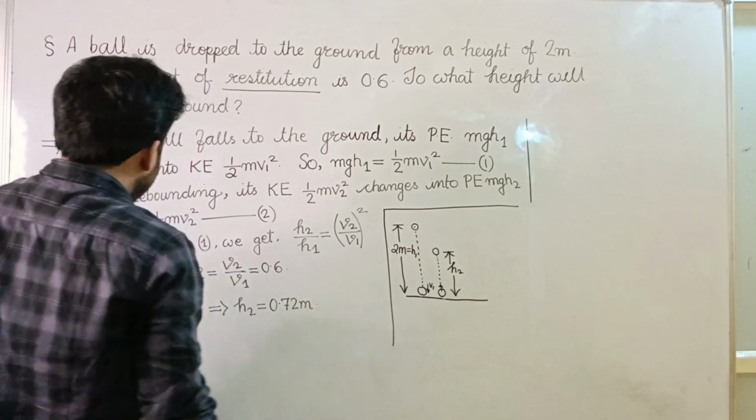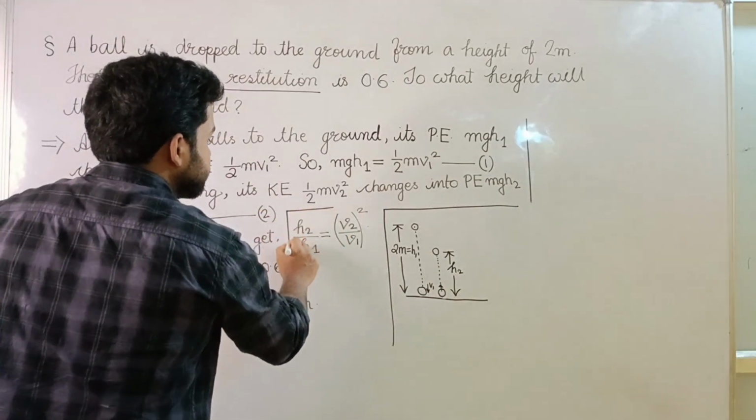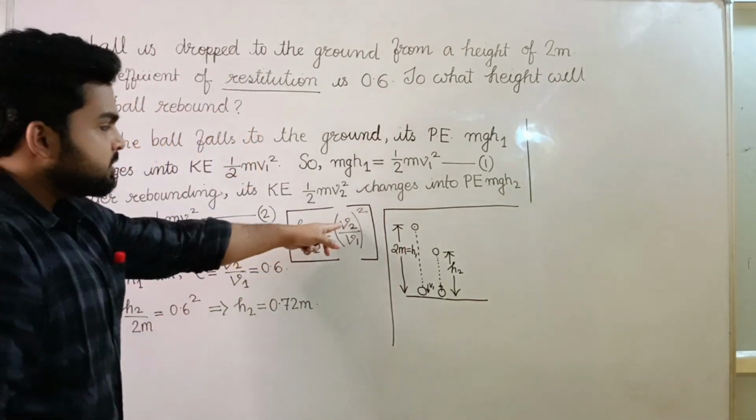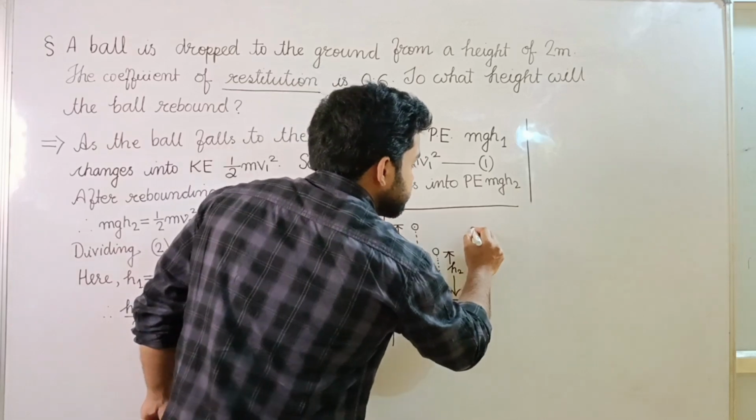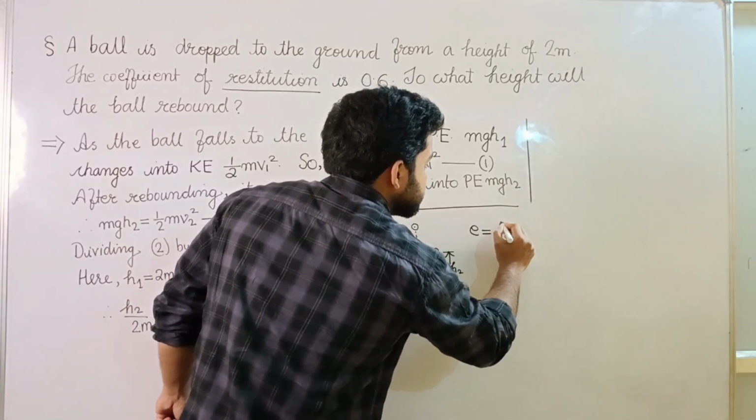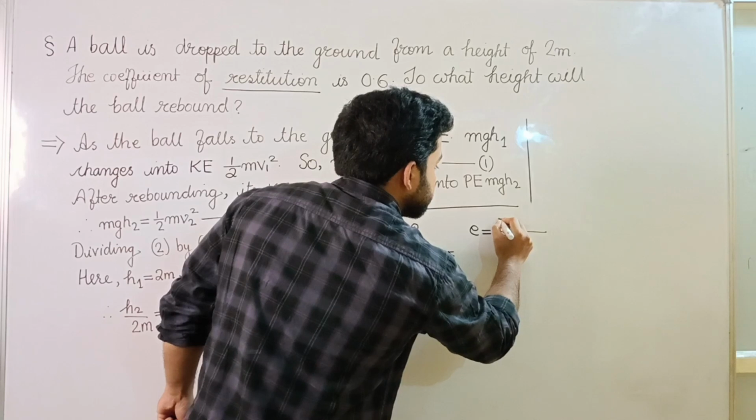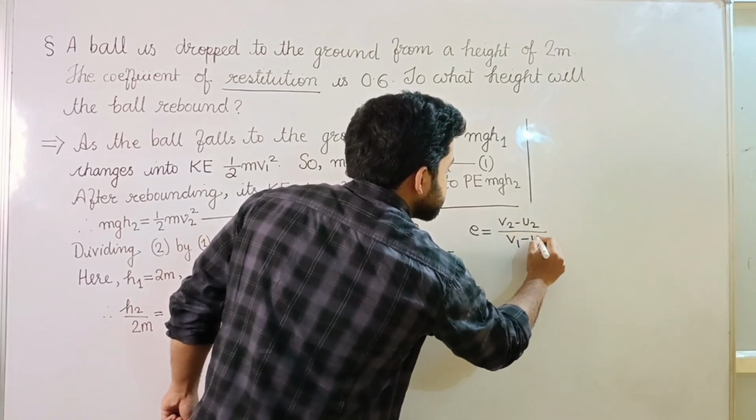Dividing 1 by 2, we get the ratio h2 by h1 equal to v2 by v1 whole square. But what is v2 by v1? This is the coefficient of restitution. The coefficient of restitution is basically the velocity of separation by the velocity of approach, so v2 minus u2 by v1 minus u1.